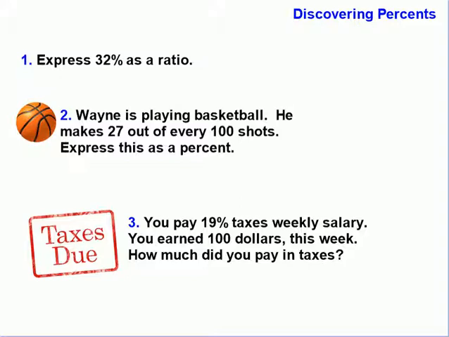Now let's take what we learned about percents and see if we can apply them to solve some problems. Our first problem says, express 32% as a ratio. Now, 32% means that out of every 100 blocks, I'm going to fill 32 of them up. So 32% as a ratio would be 32 out of how many? Out of 100, or 32 to 100. 32 shaded blocks to 100 total blocks.